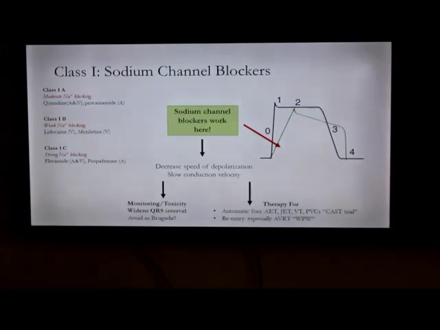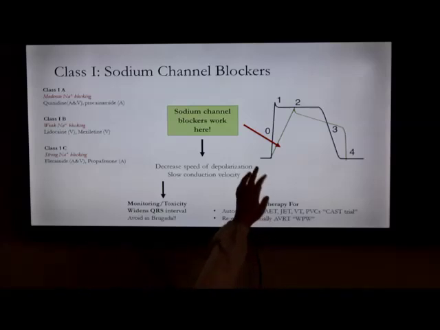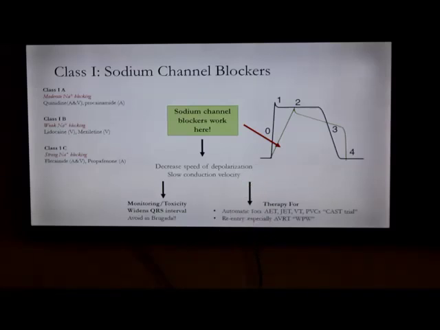So let's take it one by one. Sorry, it's a bit of a busy slide, but this summarizes everything about the sodium channel blockers. Sodium channel blockers slow the conduction in phase 0, where the sodium channel actually works. So when the conduction is slower, the slope is not going to be sharp, it's going to be slower, kind of a more declined slope.